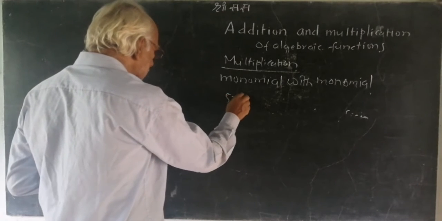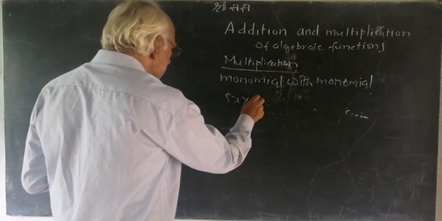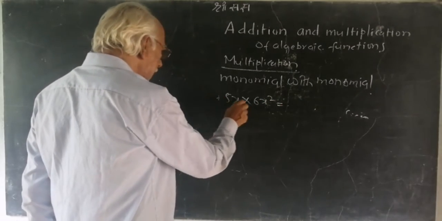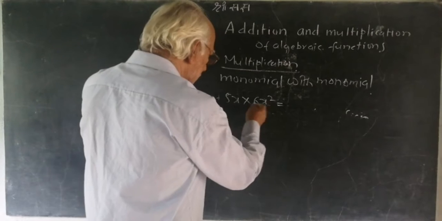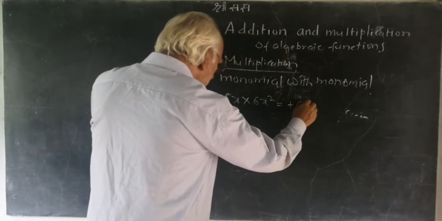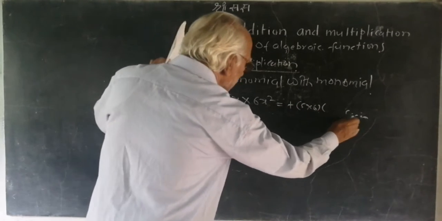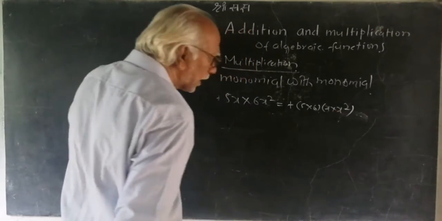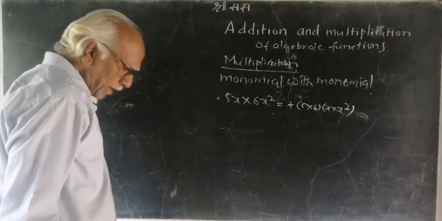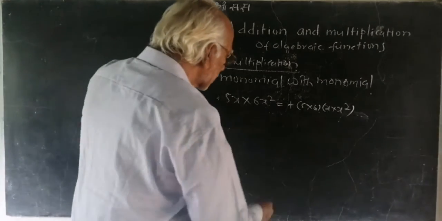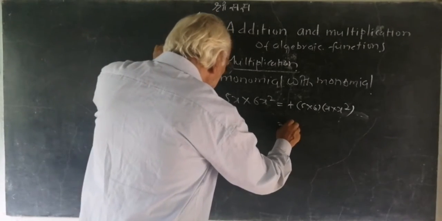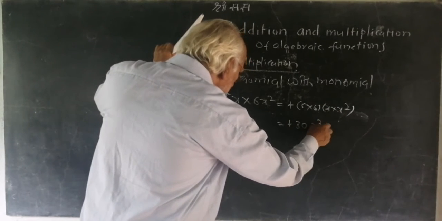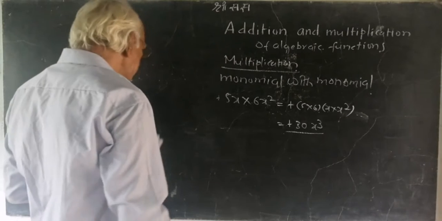So first one is 5x into 6x square. Here it is plus 5 and plus 6. So plus into plus is plus. Then 5 into 6 we will be taking, and next we will be taking variable into variable. Sign into sign, constant into constant, variable into variable. So what will it be? Plus 30, and x into x square is what? x cube.